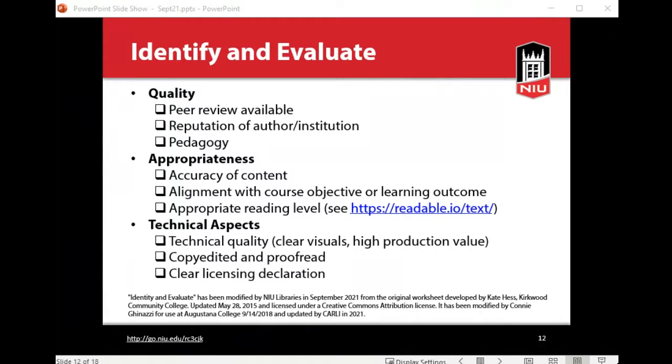But I want to share this checklist with you, because it is important for you to make decisions about what is going to work specifically for you and your pedagogical needs. So check on all of these things about reputation. This came up earlier too. How does this fit in with your pedagogy? Does the content seem accurate and up to date? How does it fit with your learning objectives and outcomes? Appropriate reading level. All of this information is probably useful regardless of whether it's a commercially produced textbook or not.